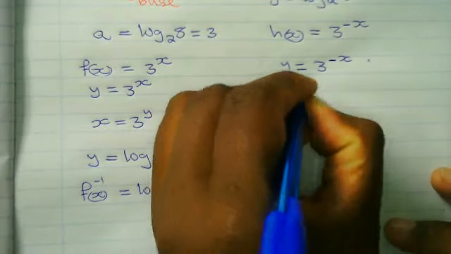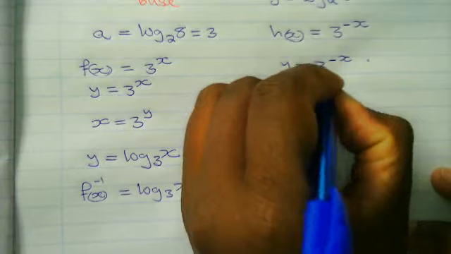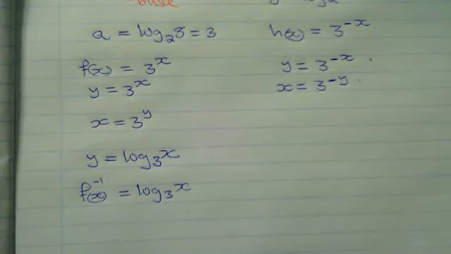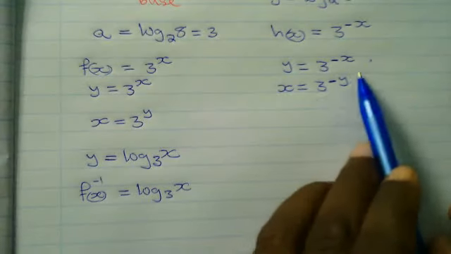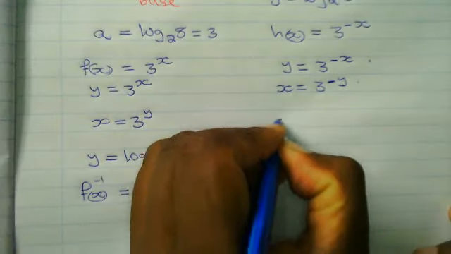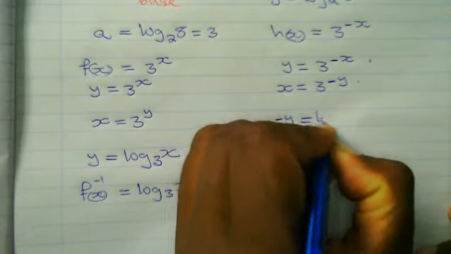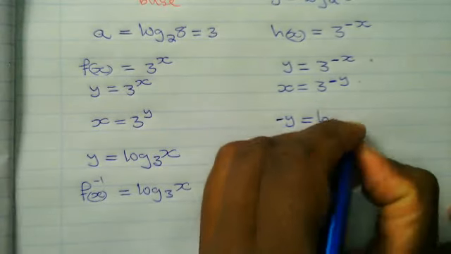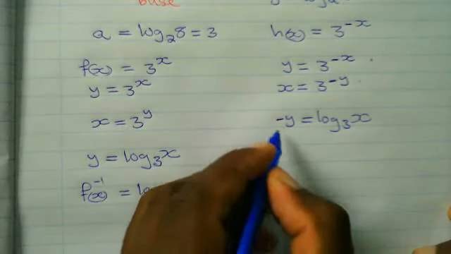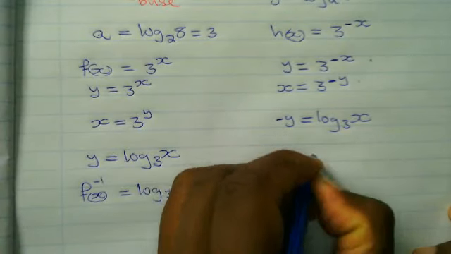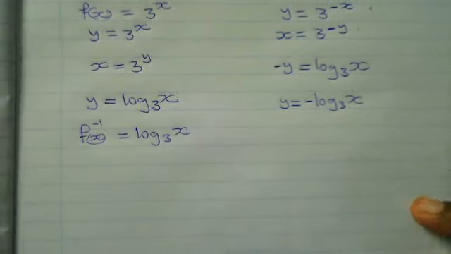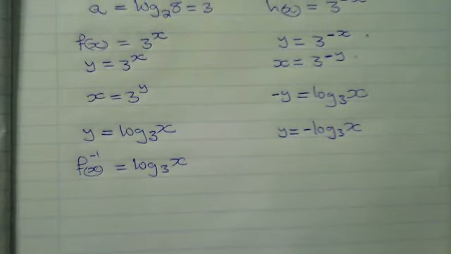So you have x is equal to 3 raised to negative y, and then make y the subject of the expression. If the y is negative there, it should go with this negative, so negative y is equal to the log of x in base 3, and then after that you can divide both sides by negative to have y is equal to negative log of x in base 3. That is my second example.